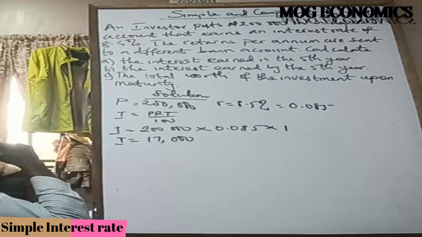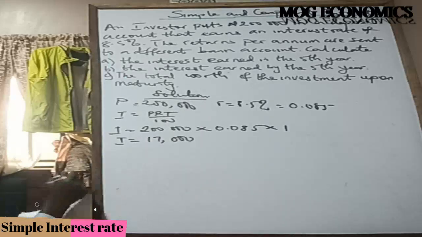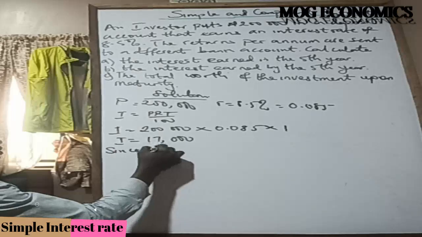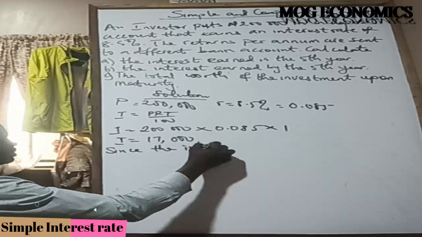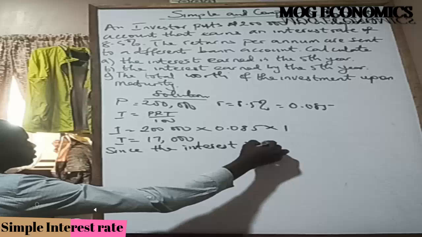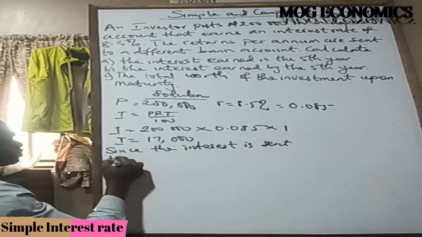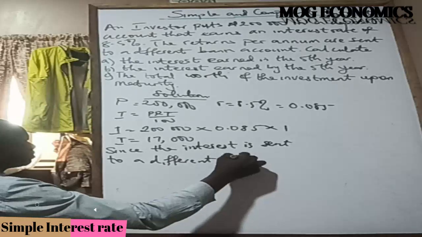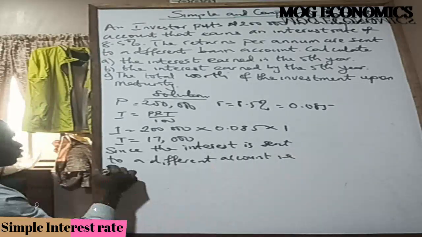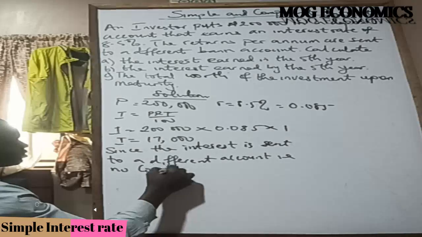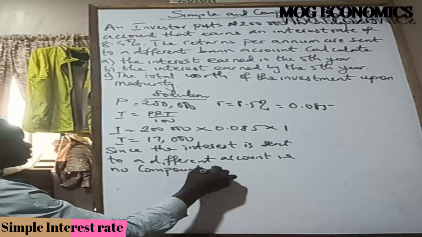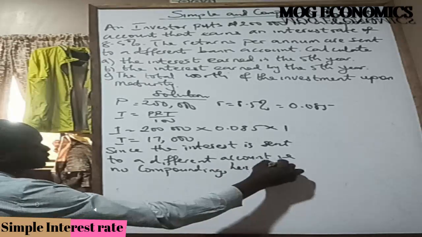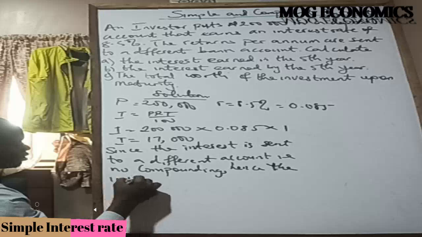85 times 2 is 17, right? So you are going to write that since the interest is sent to a different account, there is no compounding. No compounding is allowed. Hence, the interest is constant all through the 5 years.